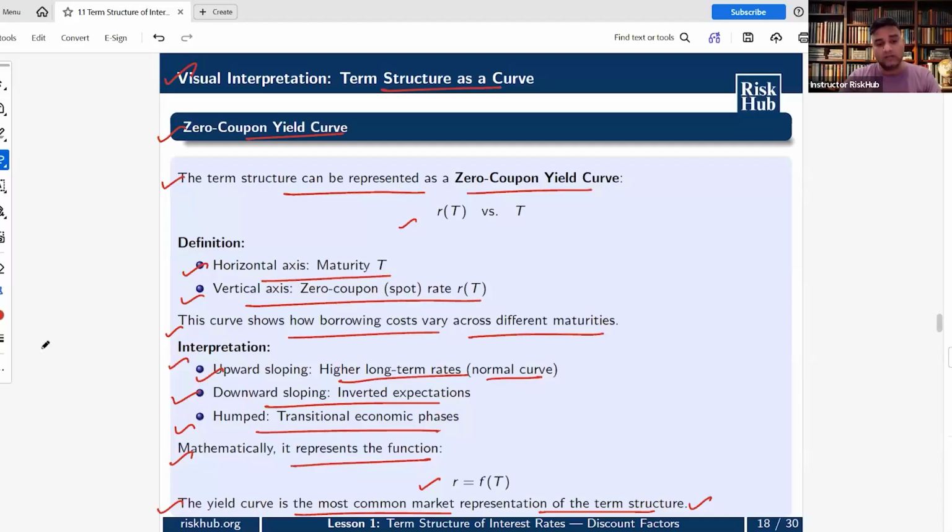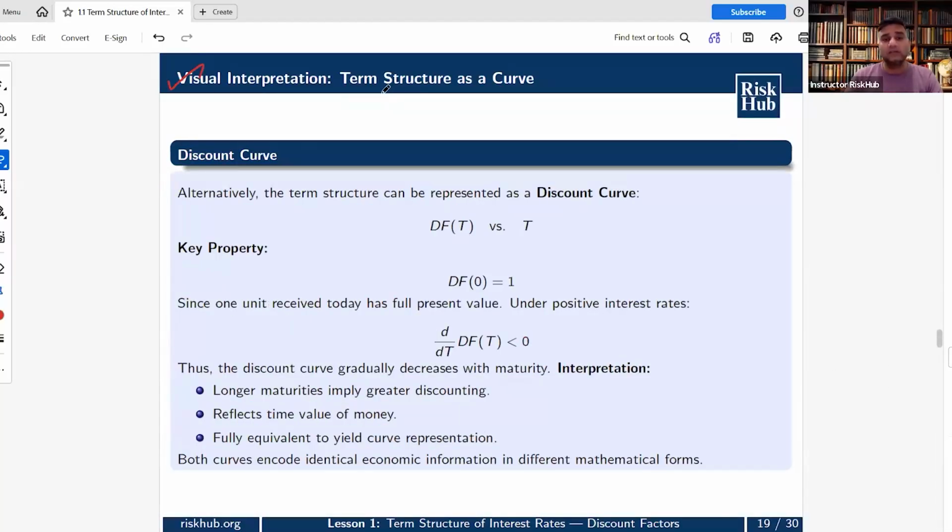Where it is used: curve trades are expressed as spreads, steepeners and flatteners, keeping butterflies on the hump, outright duration positions. Then we get to the next part, which is visual representation, term structure as a curve.